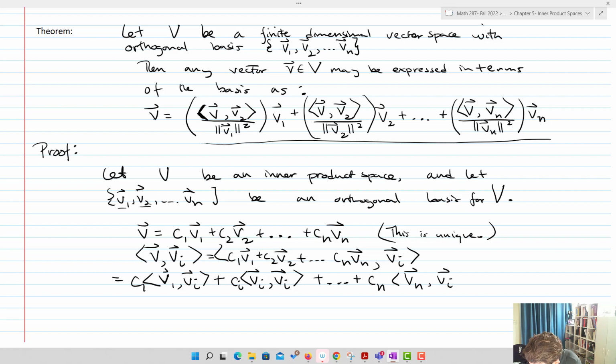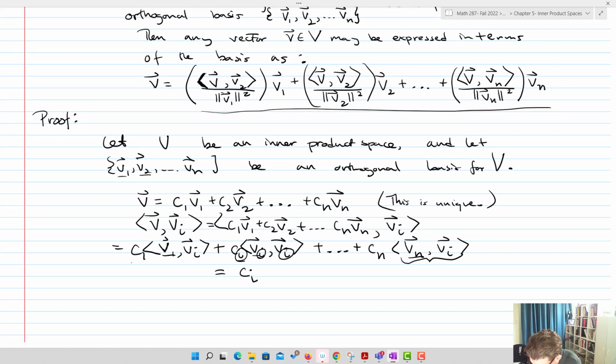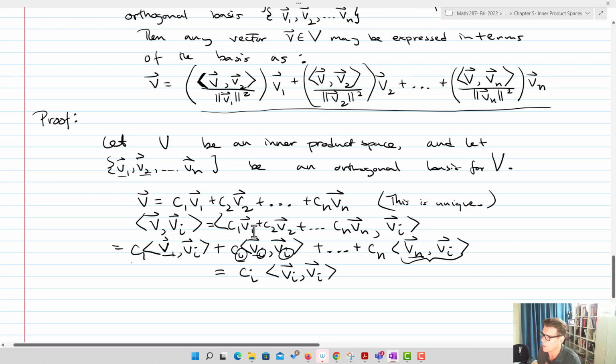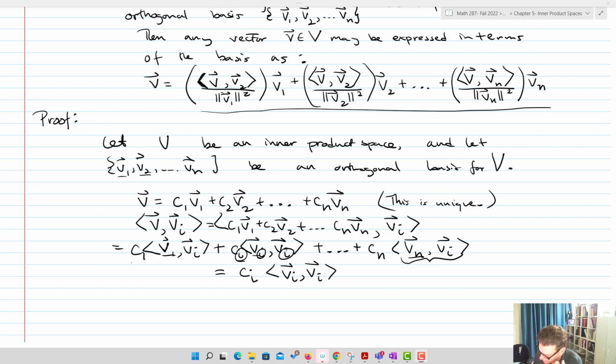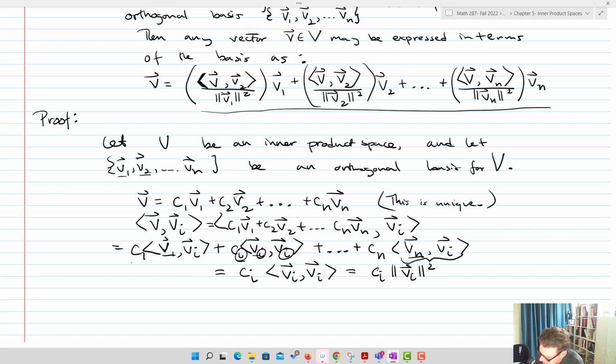Vn, Vi. Okay, and so what we know is that since these are orthogonal vectors, and each Vi is inside of that orthogonal set of vectors, anything that's not the ith vector is going to zero out. So this will be Ci, and it'll be Vi dotted with itself. That's the value if I dot V with an arbitrary vector Vi inside of the basis. And so this is then going to equal Ci, and it'll be the norm of Vi squared. Okay, and that's what each Ci is going to be.